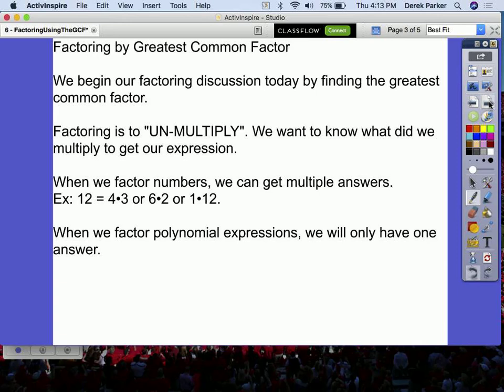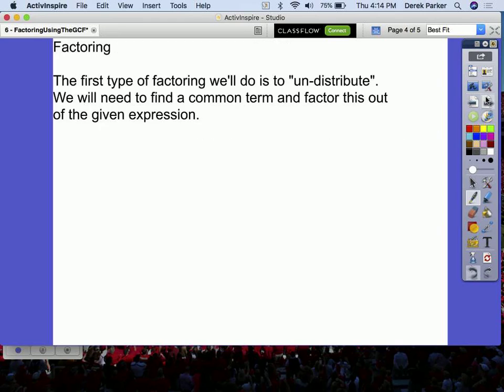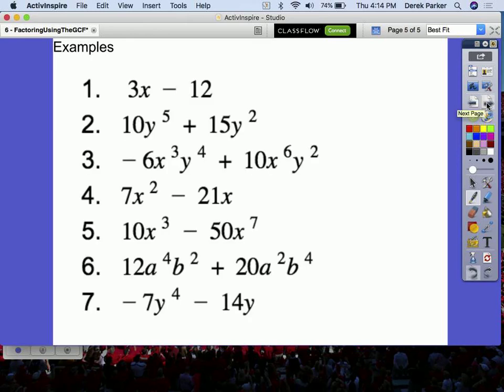Remember, it's kind of like what we did back in 6th grade. 12x plus 3, to unfactor it, I find the greatest common factor, which is 3, and I pull it out of the 12x, it becomes 4x plus 1. That is a simple factoring problem. These are a lot different. The first type of factoring we will do is the undistribute, kind of what I just talked about. We will need to find a common term and factor this out of the given expression. Here are 7 examples.